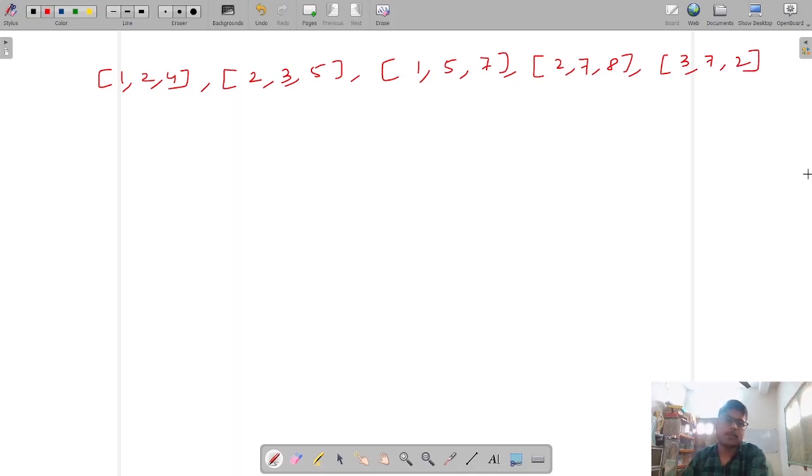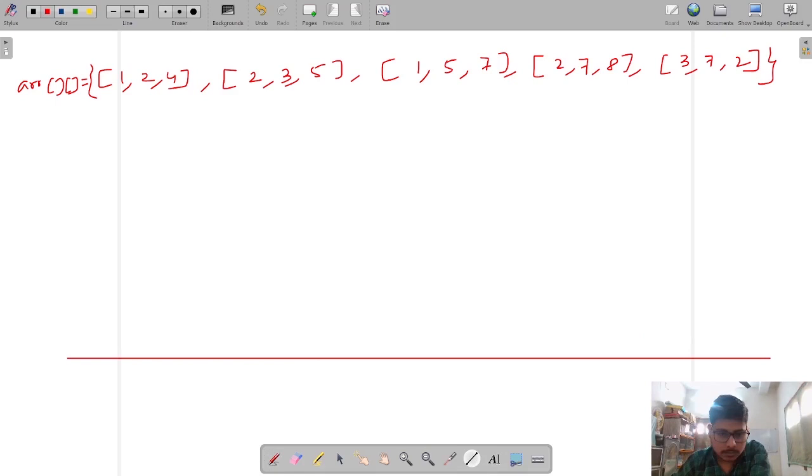So what does it mean? I have a 2D array like this, which is given like this. So let's see the answer by our diagram solution. I call this a diagrammatic solution. We don't have to compute anything. We just see and say the answer.